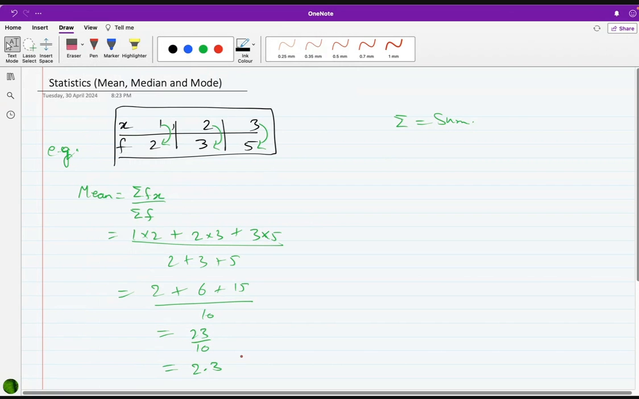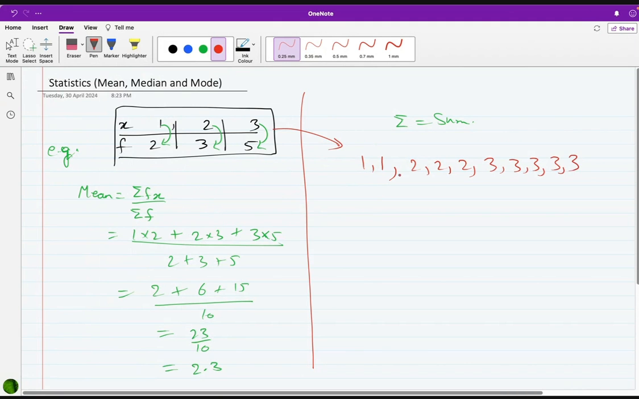Any doubt? No, sir. Have you previously done this? Yes, sir. You remember that? Yes, sir. For the sake of concept, I'm expanding it to raw data. We've already done raw data. This is tabular form. May I say 1 actually appears 2 times and 2 appears three times. Three appears 5 times. 3 appears 1, 2, 3, 4, and 5 times. So this is a raw data, and we have converted into tabular form.